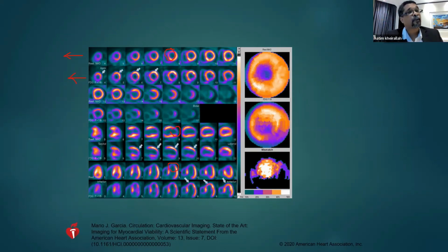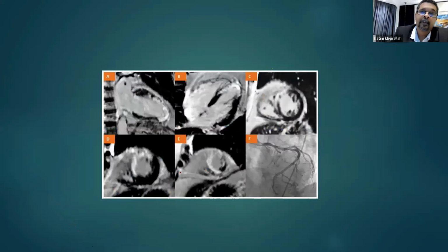Because CMR also sees how much fibrosis, clear fibrosis in the wall. Seeing the clear fibrosis in the wall and seeing the contractility elicited in the hypokinetic or akinetic segments is more specific than metabolic and more specific than integrity of the cell membrane.